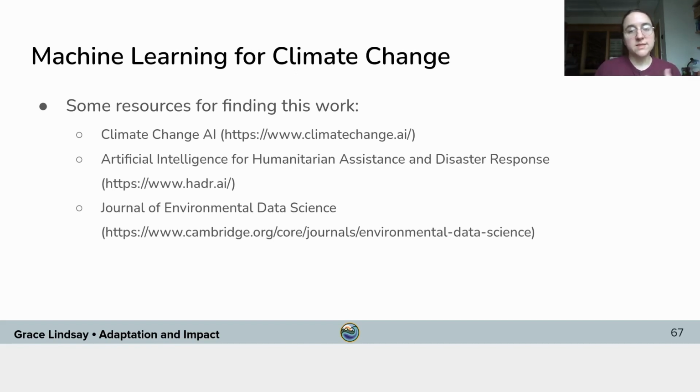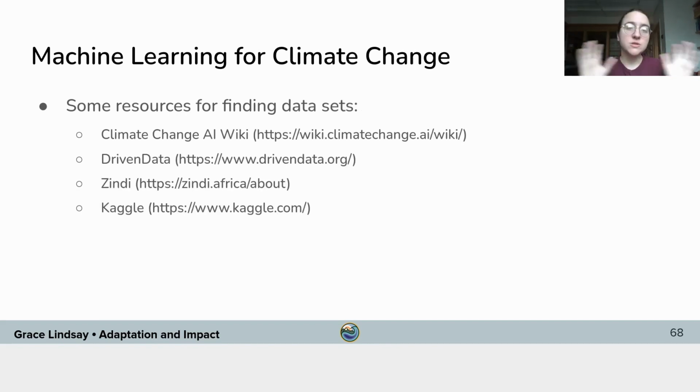For things about disaster response, there's HADR.ai, which is artificial intelligence for humanitarian assistance and disaster response. And then there's also things like the Journal of Environmental Data Science, if you're interested in how data science and machine learning can be applied to environmental issues. There are also some more general resources for data sets. So the Climate Change AI Wiki has data sets, but there's also these other websites that aren't all specifically for climate change related problems, but are just websites that host data in general. And so Driven Data tries to host data sets and host competitions related to machine learning for problems that have kind of a public good angle.